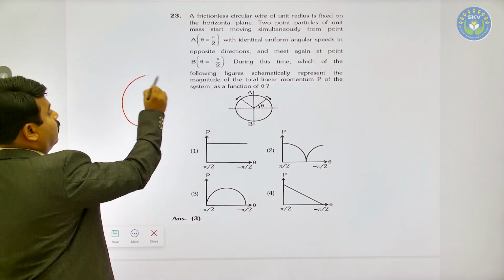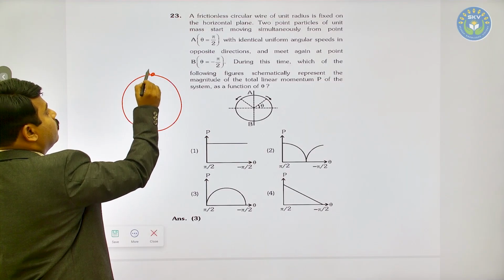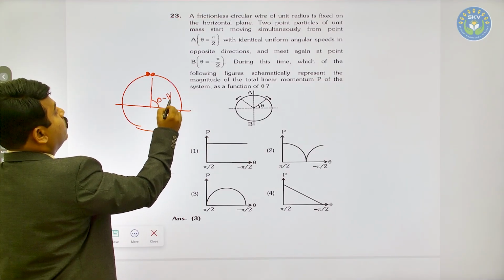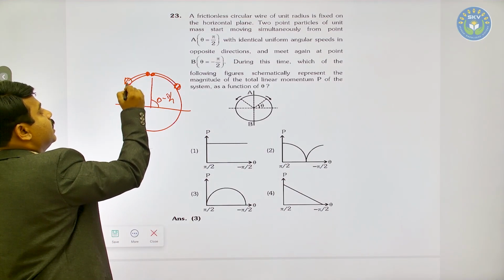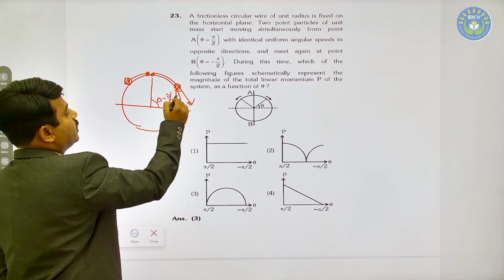So here one particle, and here another particle. Both are starting from here, theta is equal to say pi by 2. This one is going in this direction, say like this. This one is going in this direction, say like this. Now what is the momentum of this? Suppose this angle is theta.